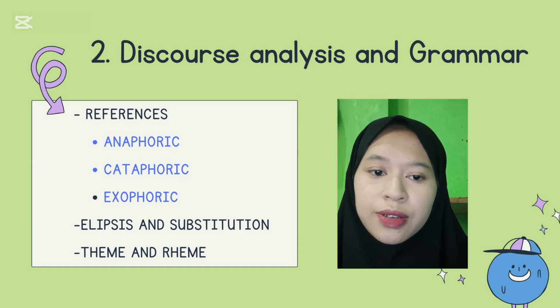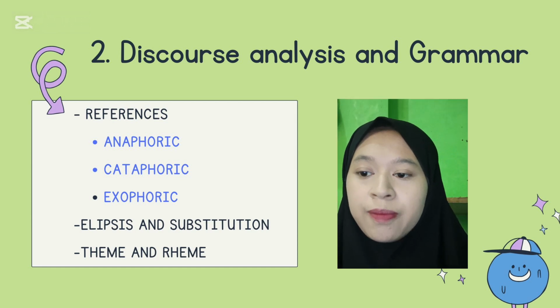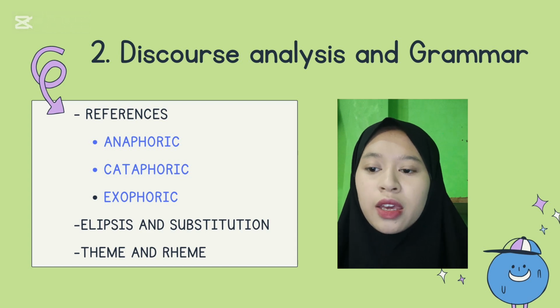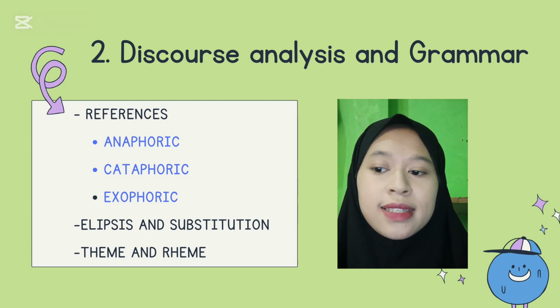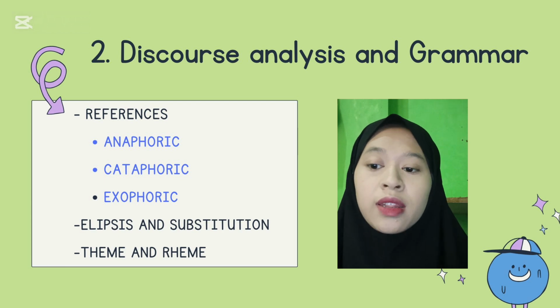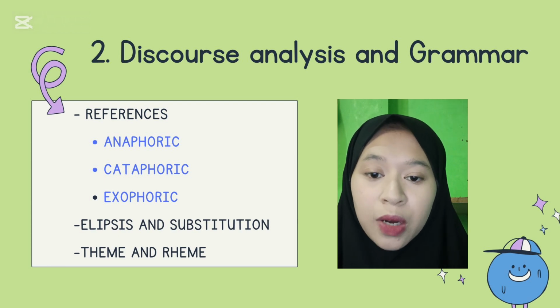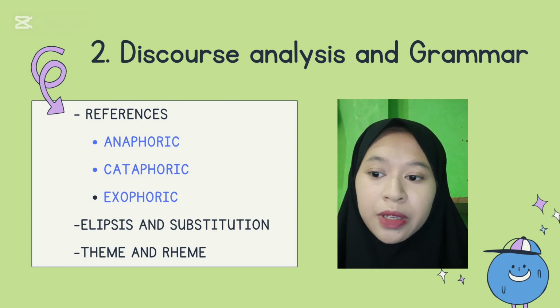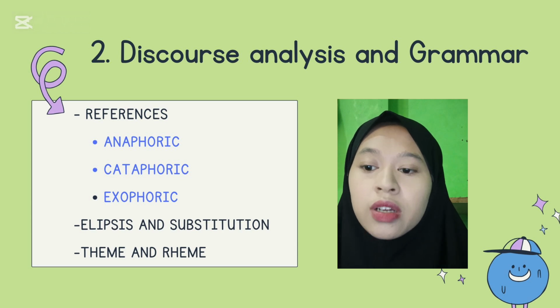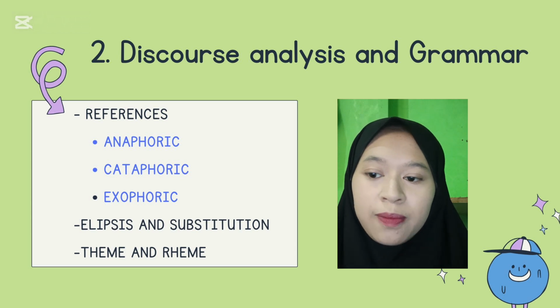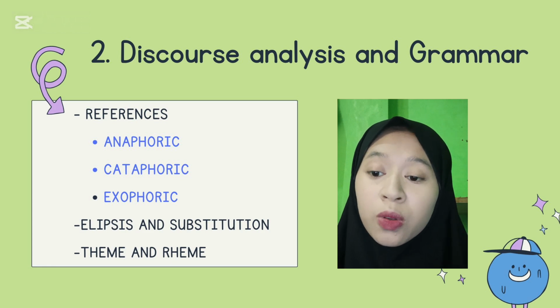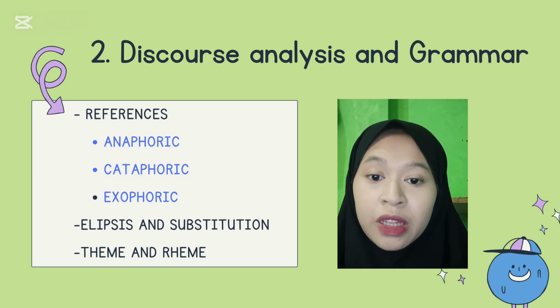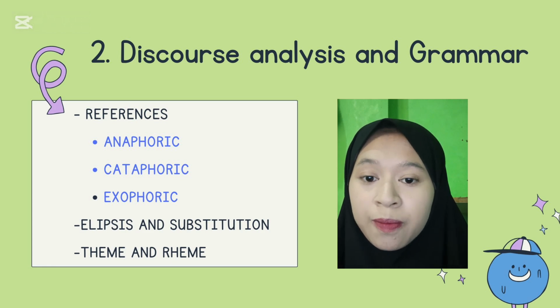And last here, theme and rheme. Theme is the starting point or topic of a sentence, and rheme is the information or comment about the theme. Example here, the dog is barking loudly. The dog is the theme and barking loudly is the rheme, the information for the theme, which is the dog.